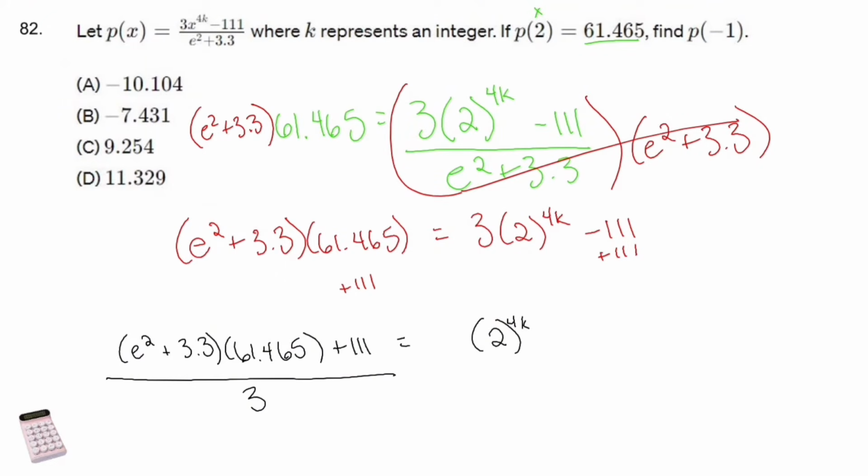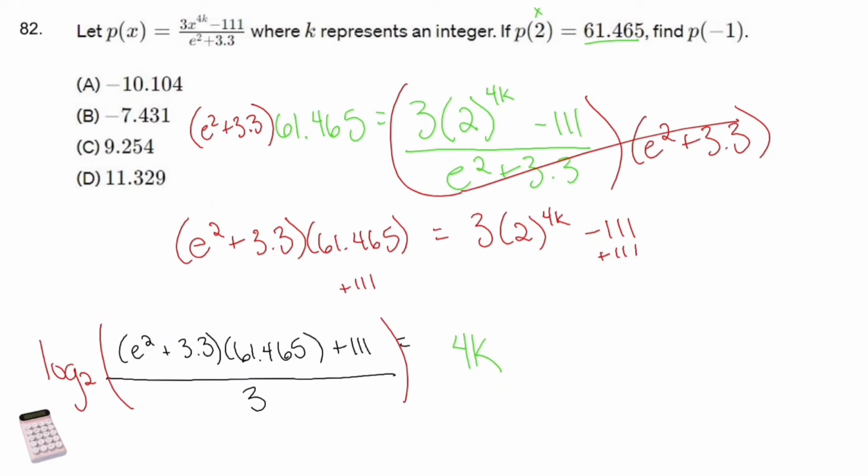This is going to be the nightmare. I'm going to have to log base 2 both of these. Log base 2, log base 2. Now, if I log base 2 to the 4k, what happens is that goes away and 4k drops down. So let's get rid of that and just put 4k here.